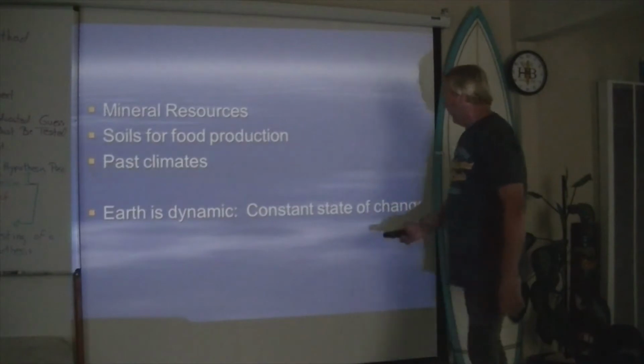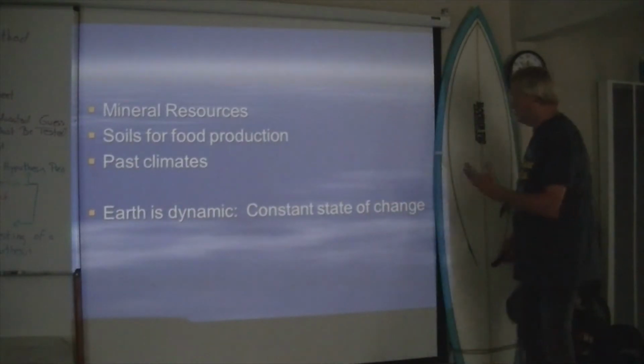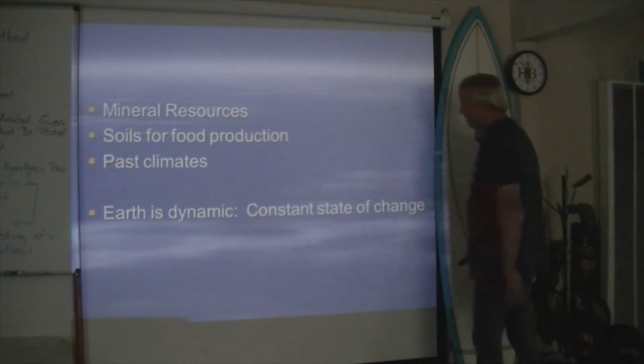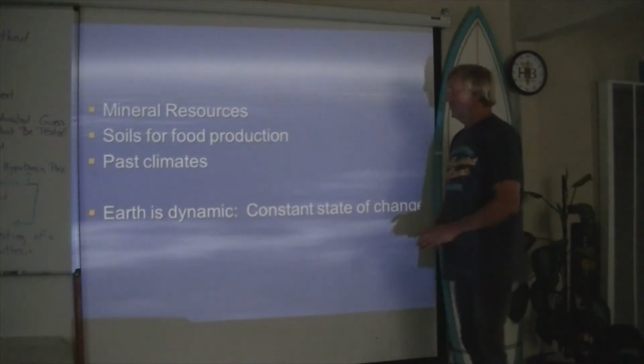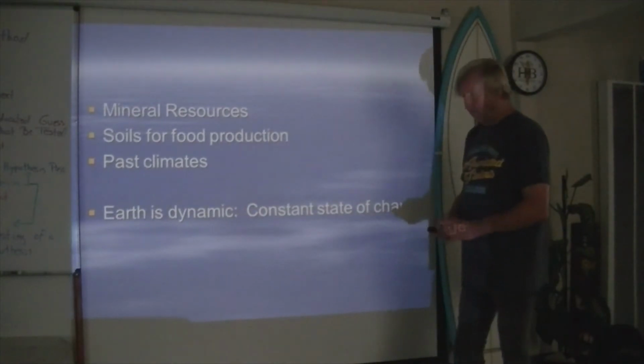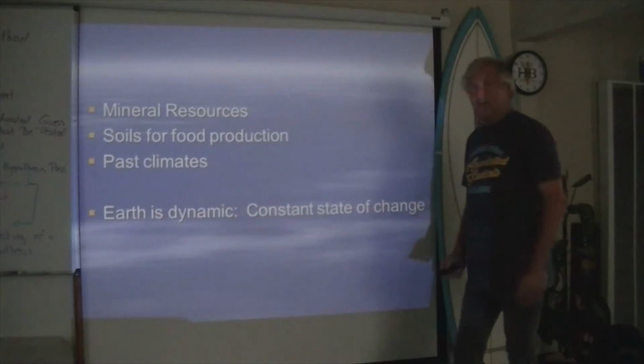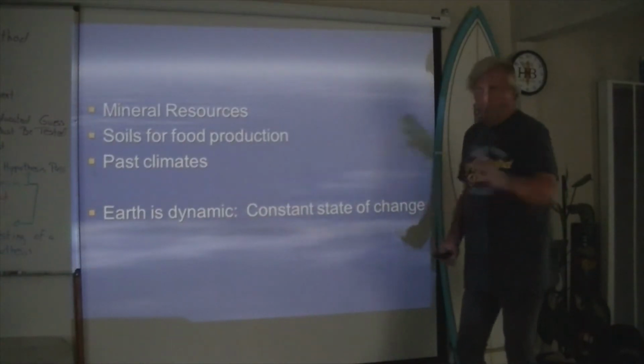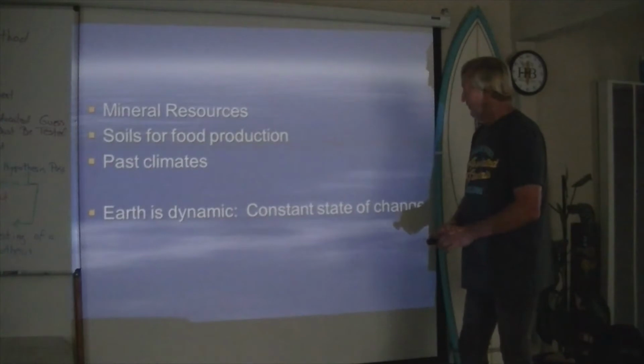So Earth is dynamic. It's a constant state of change, so it's always changing. So the Earth is not a static planet. And this is where humans get into trouble, is that we have this problem where we want everything to remain as it is, static, normal, and it doesn't occur that way.